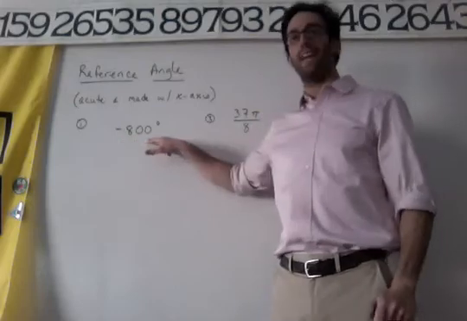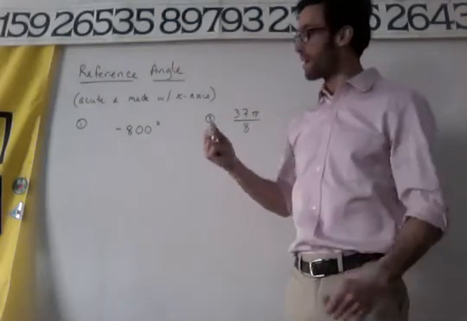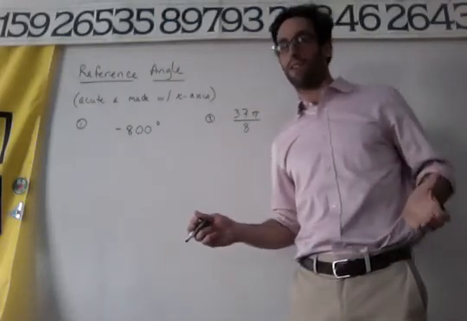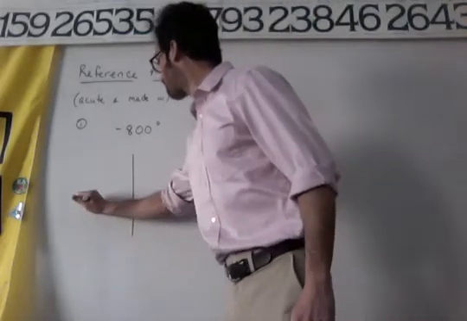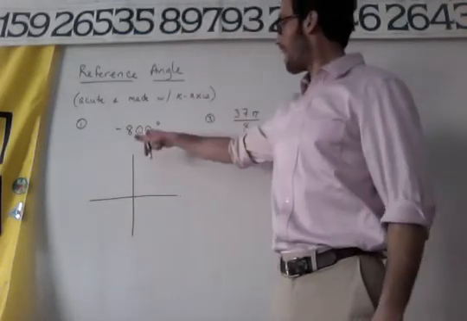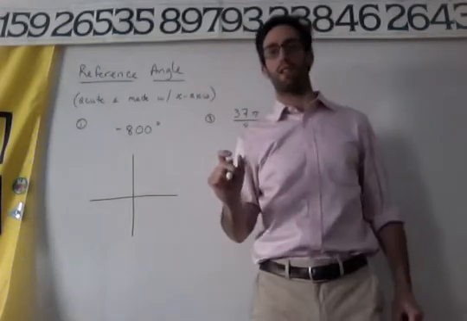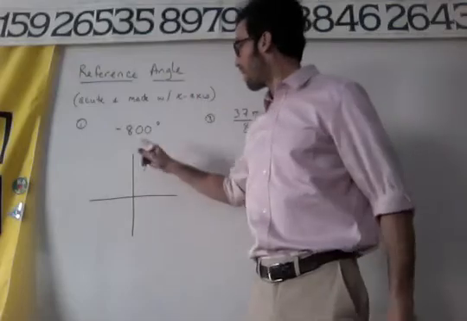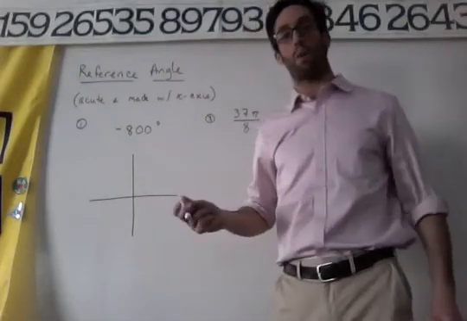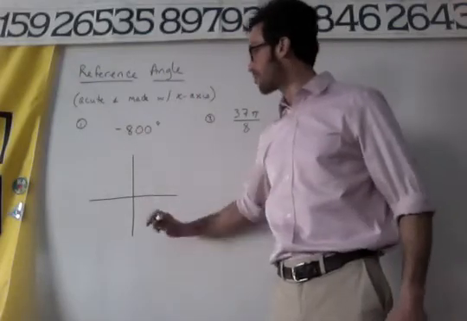With an angle like negative 800 degrees, okay, what you're doing is, well, you kind of want to draw a sketch of this so you can see this better. Okay, so if you have an x and y, an angle of negative 800 degrees, first of all, we've got to figure out what that's going to look like, okay? Well, if it's a negative rotation, it's going clockwise. We've got to go 800 degrees clockwise.